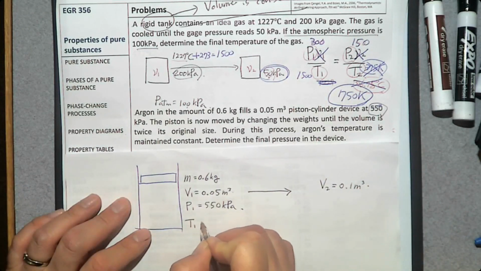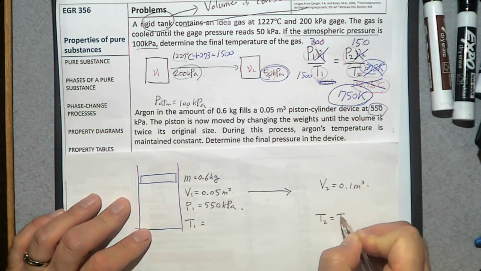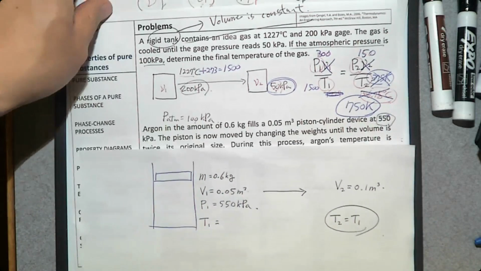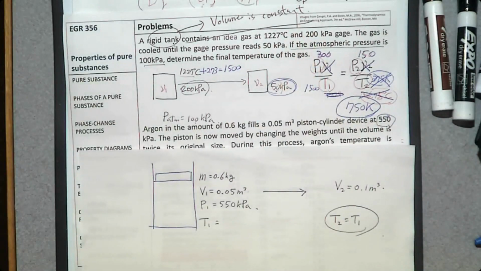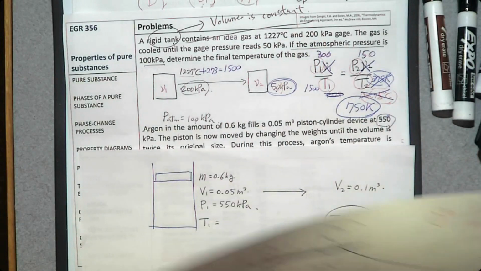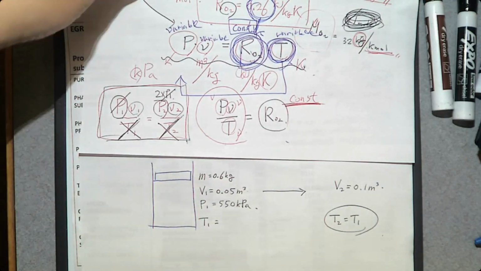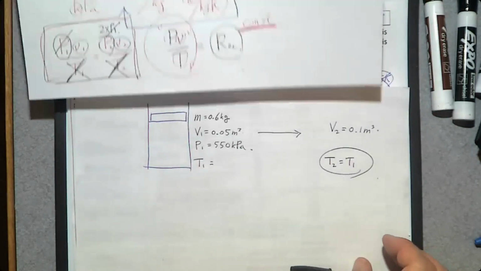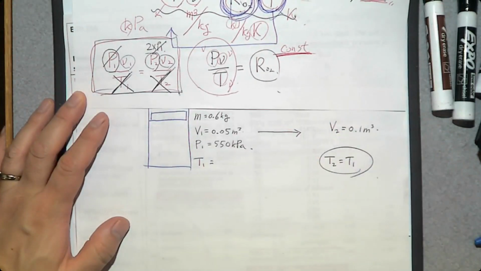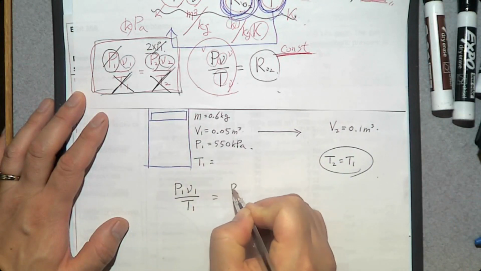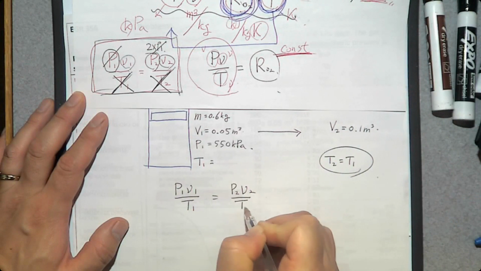So T1 is the same as T2. We don't know what T1 is, what T2 is, but we know they're the same. And you can use the same ideal gas equation, which is this one. P1 V1 over T1 is P2 V2 over T2.